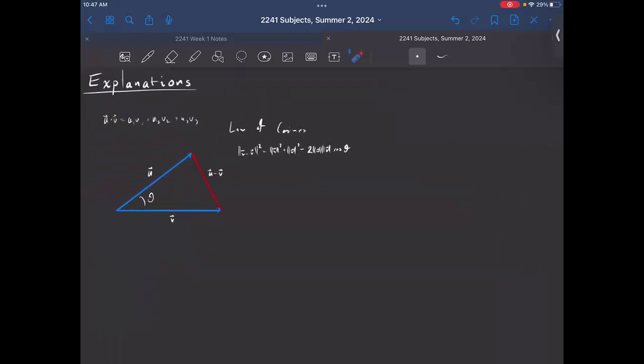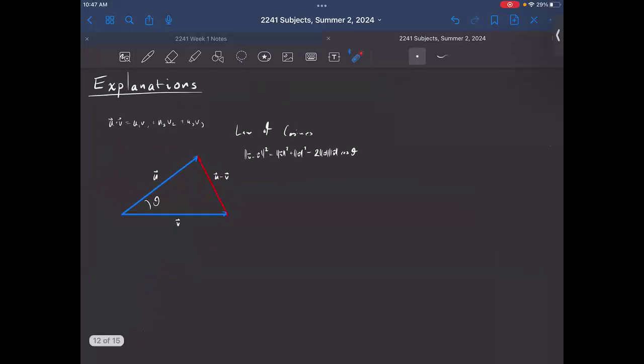So let's start here. Here's our goal: derive the geometric form of the dot product of two vectors. Okay, and so here's what we're going to do. We start with our two vectors, u and v, and we also form the vector u minus v.